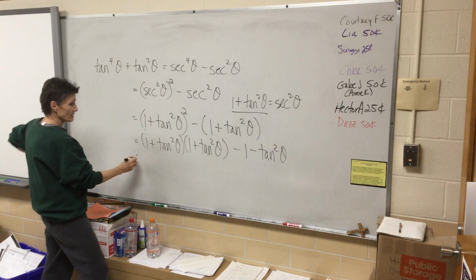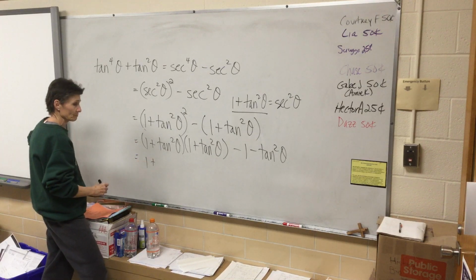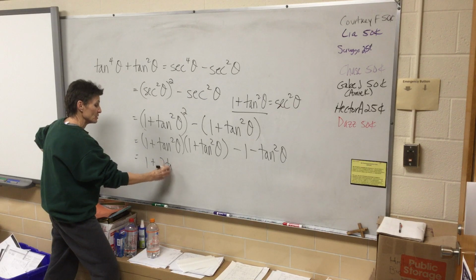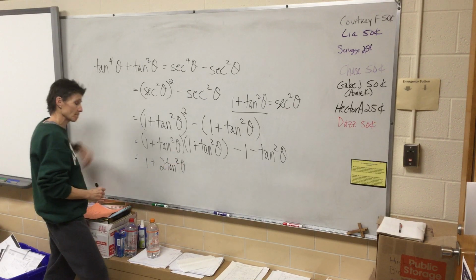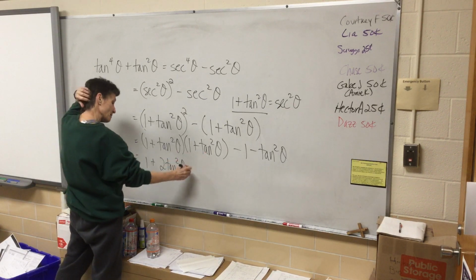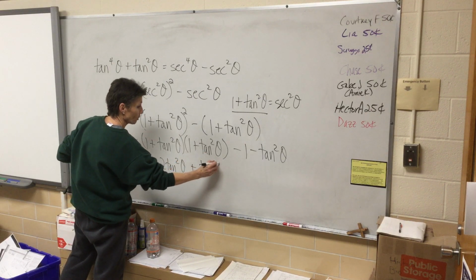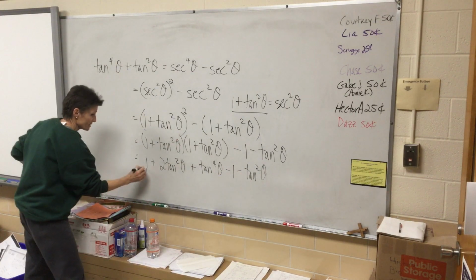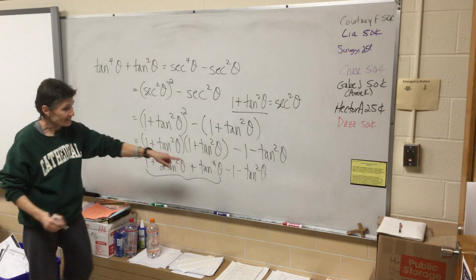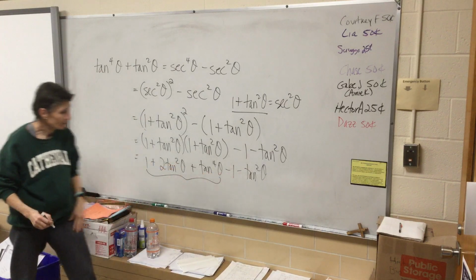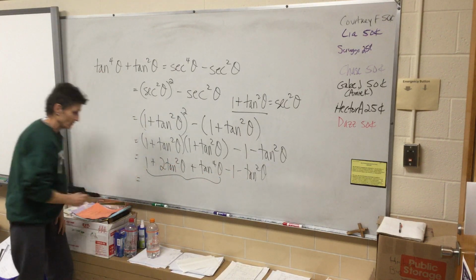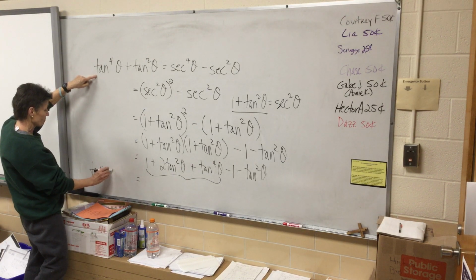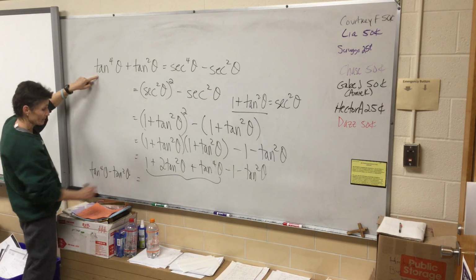All right, so here we go. Let's FOIL. First times first. Outsides and insides are going to give me 2 tan squareds. And last times last is going to give me tangent to the 4th. So this is what I get when I FOIL. That's the other part that's on the end. Hopefully, that's going to reduce to tangent to the fourth minus tangent squared.